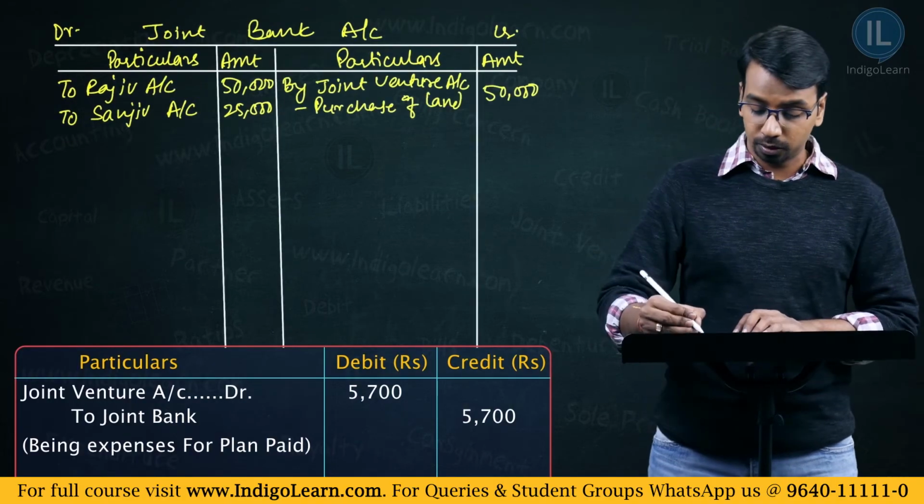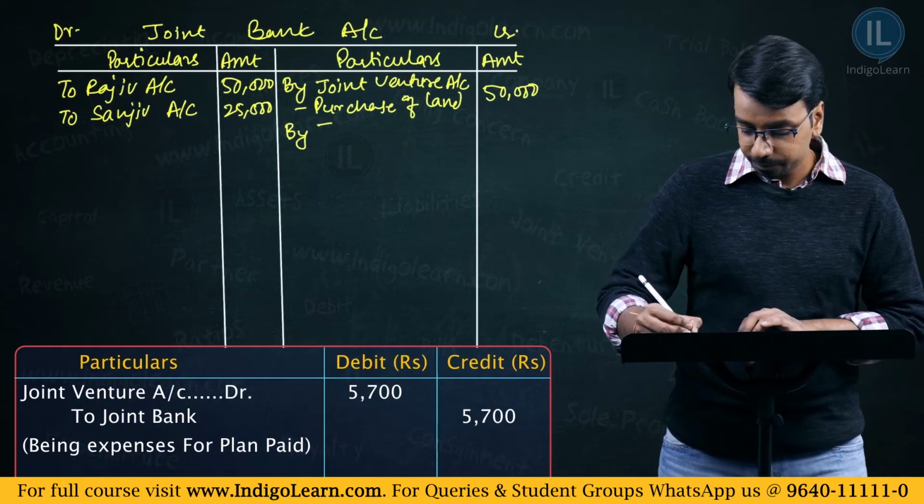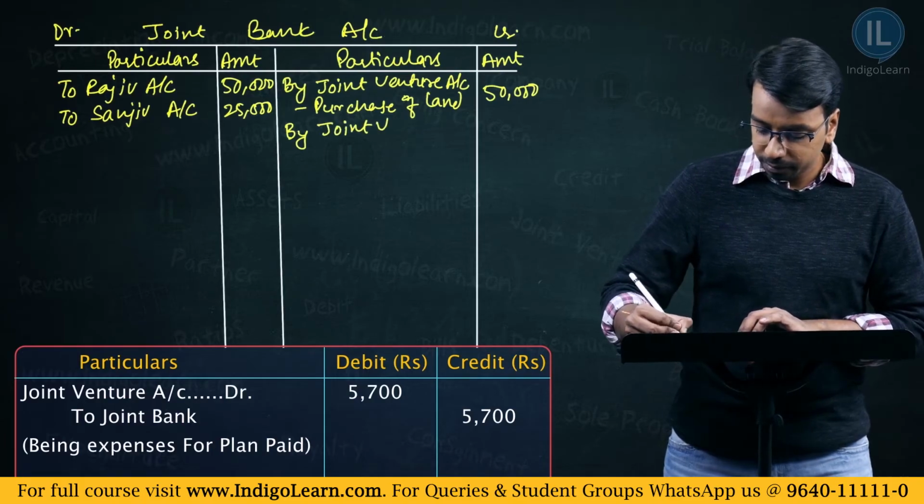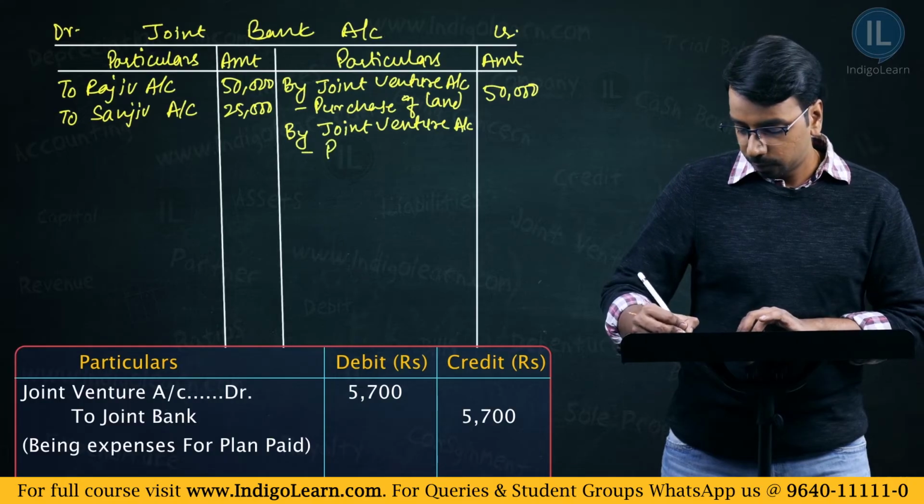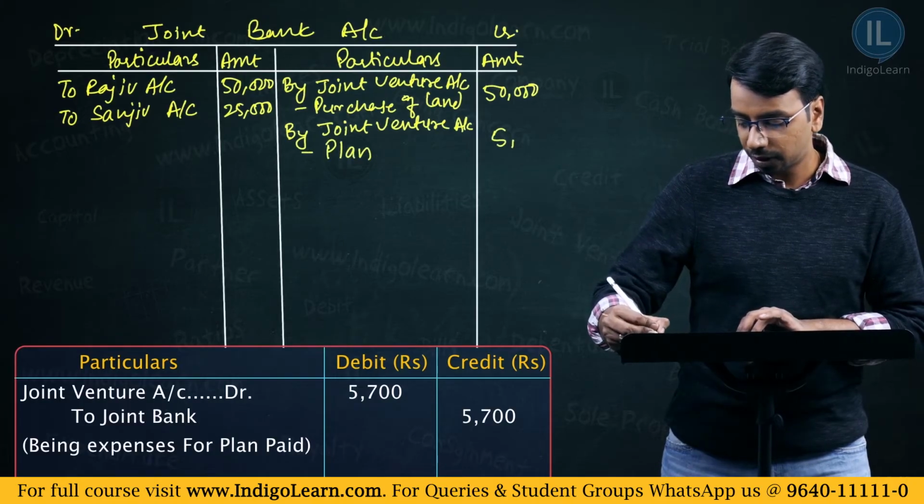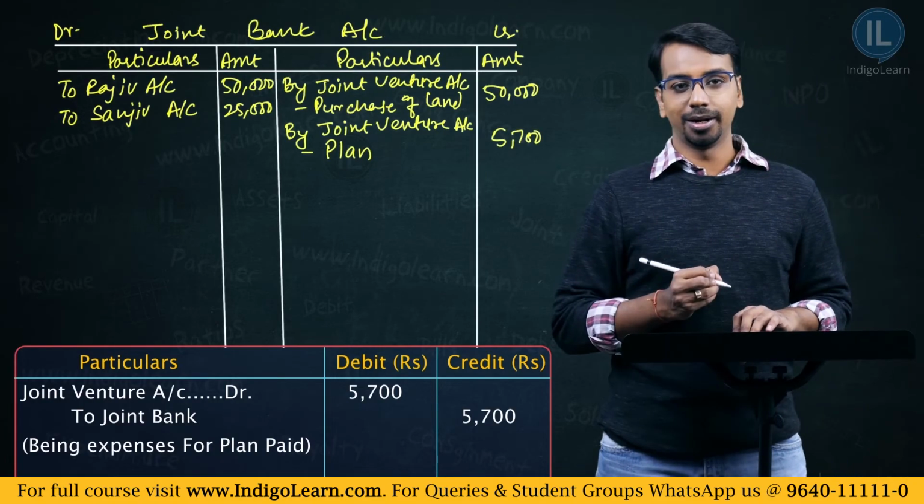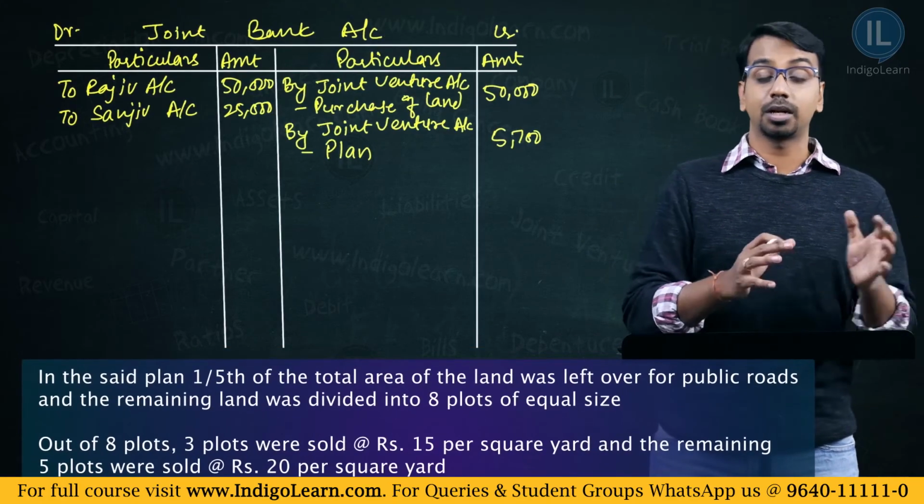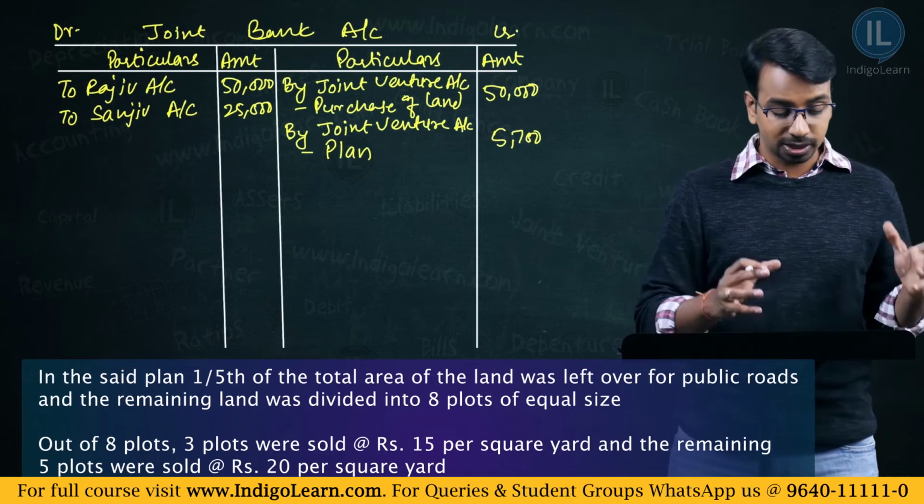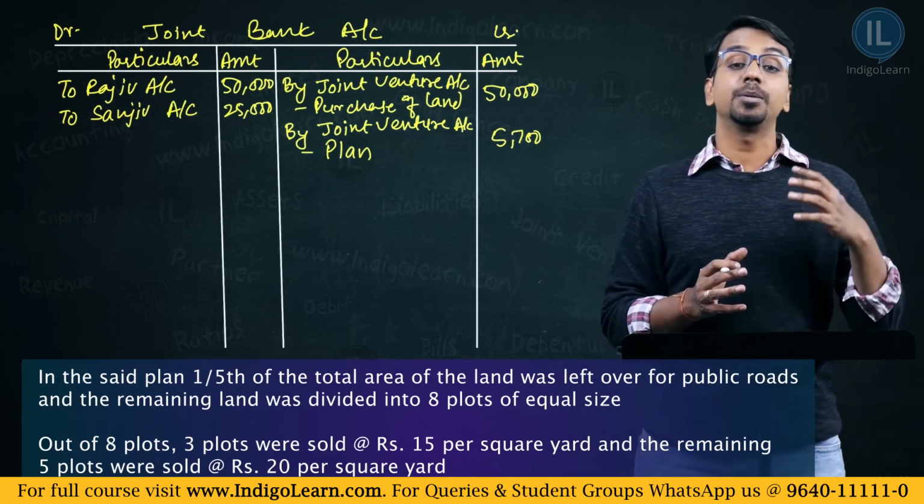Come to the joint bank account. By joint venture account, preparation of plan, which is 5,700. Okay. As you read further, it was divided into equal slices of 8 plots after leaving out 1/5 for the public roads, and they sold it for 15 per square yard.